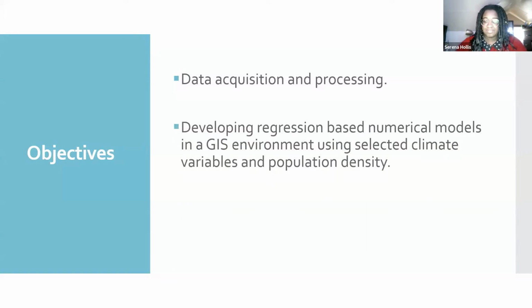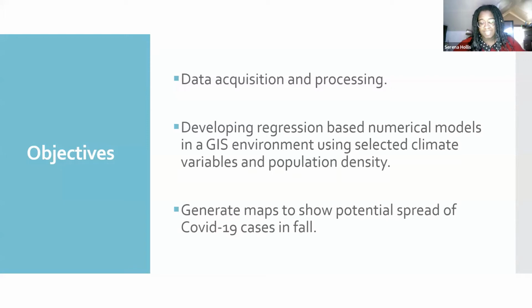Then I would use that data to provide a regression, which would then provide me with an equation in a GIS environment using my climate variables and population density. And then from there, with my equation, I would generate more maps to show the potential spread of COVID-19 in the fall.